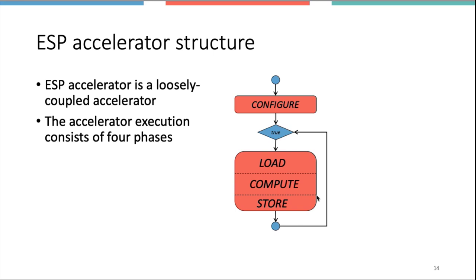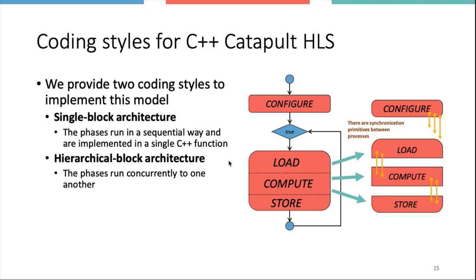For Catapult HLS, we have defined two different coding styles. A first, more simple, style is the single block architecture, where the phases run in a sequential way and are implemented in a single C++ function. Then we have defined a hierarchical block architecture coding style, and in this case, the phases run concurrently one to the other. In particular, to add concurrency, we combine HLS directives with a recommended coding style, while still leaving everything in C++ runtime and single-threaded. The synchronization between the blocks will be added automatically during the synthesis process, and we will see these two coding styles in a couple of slides.